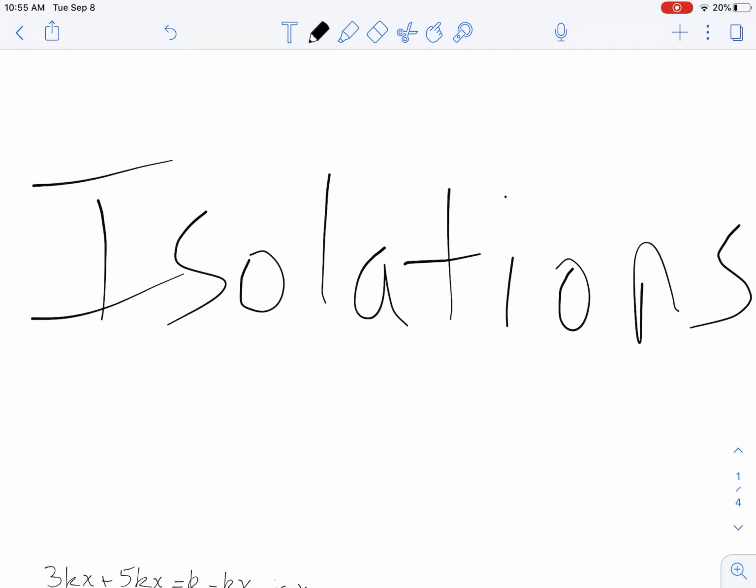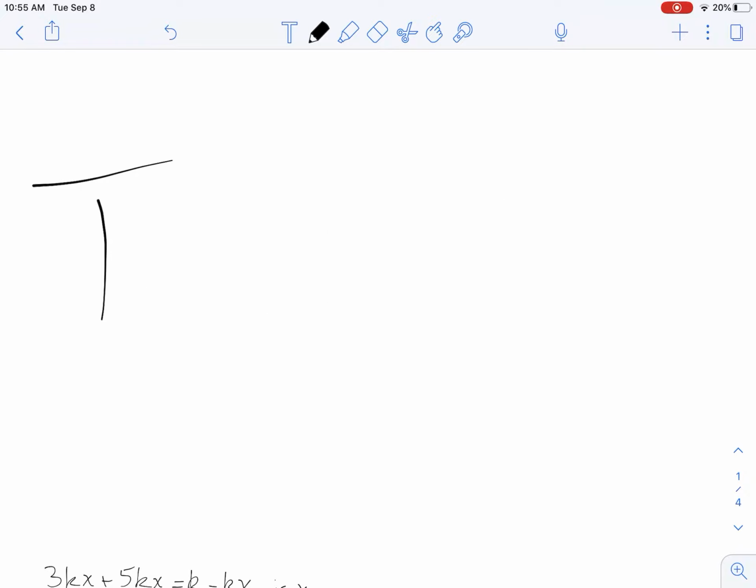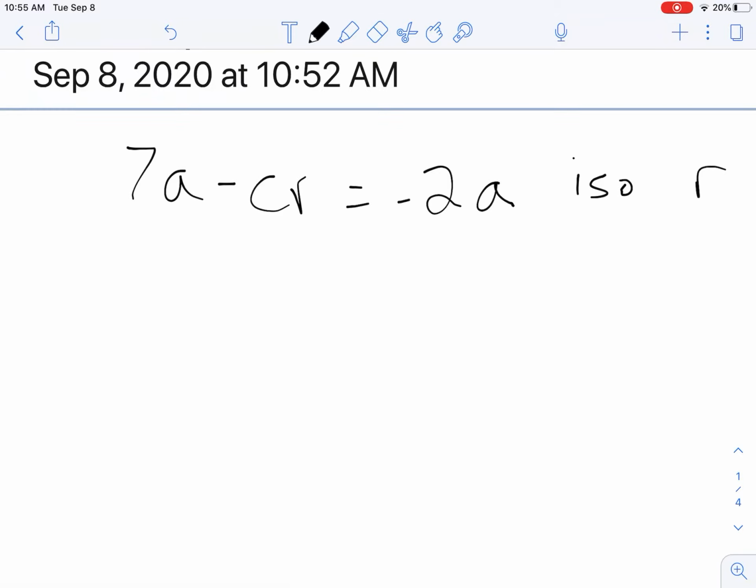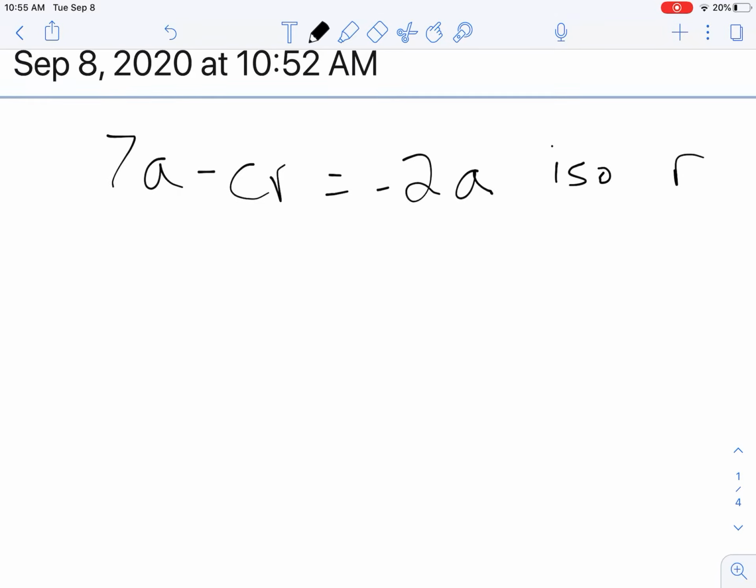Today we are talking about isolations. These are problems where you have a lot of letters in them and you guys are like, blah, so many letters. Well, this is to challenge our understanding of the fundamentals of algebra and equation solving.